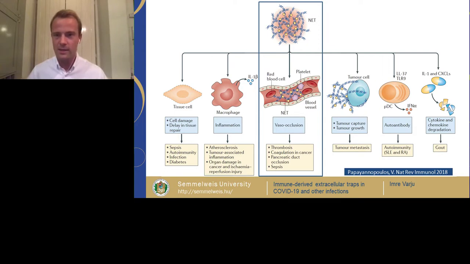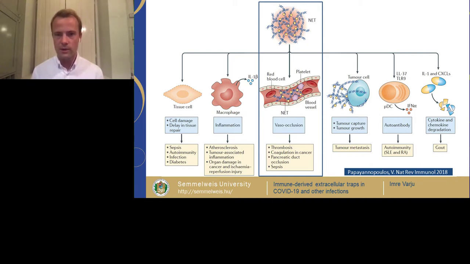So that is also something that has been actively researched. If we take a step to the right, we can see that if NETs interact with macrophages, macrophages are activated to secrete interleukin 1 beta, and that leads to a range of chronic inflammations. It can promote atherosclerosis, tumor-associated inflammation, and certain organ damages in cancer and ischemia reperfusion injury.